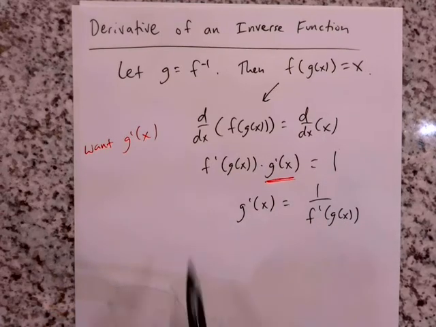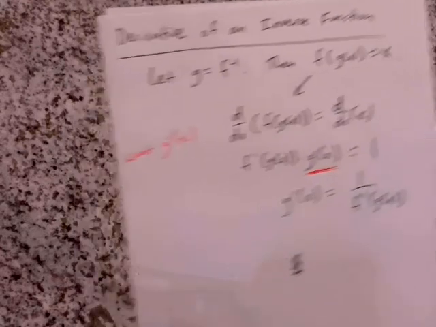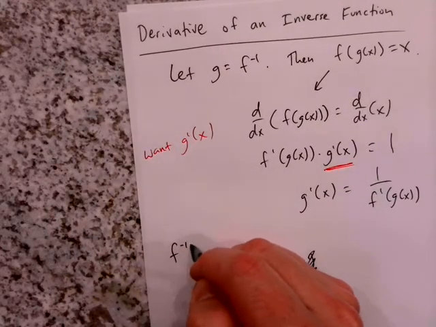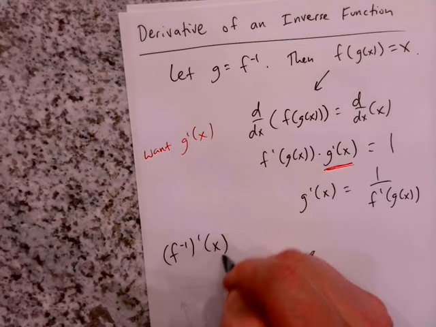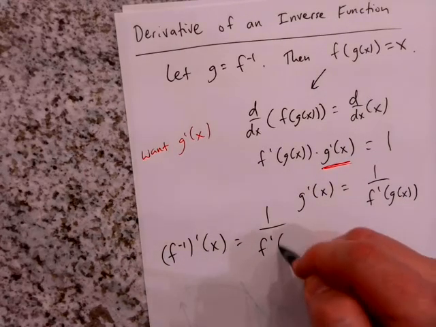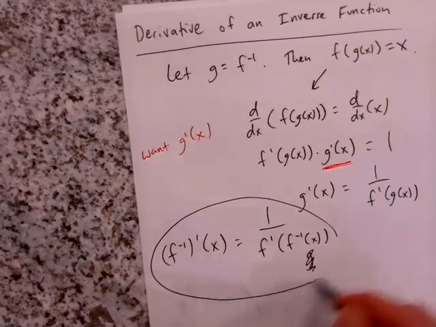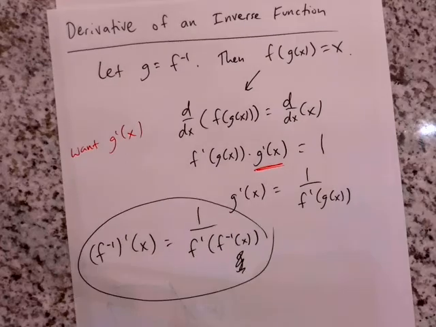And if you want to use that f inverse notation, this means the derivative of f inverse is 1 over f prime f inverse of x, which is kind of a mess. It's hard to memorize that.